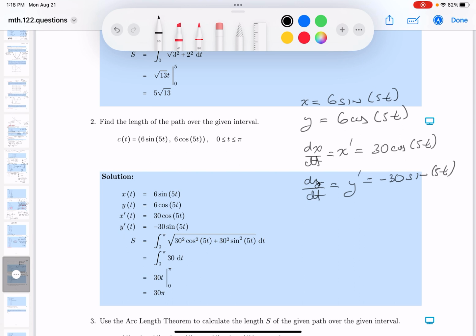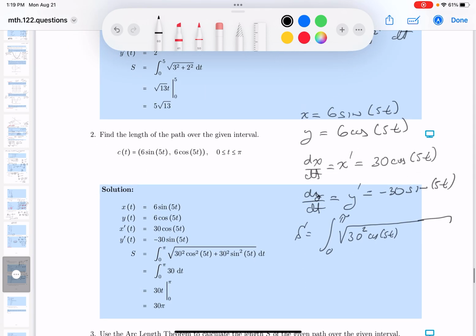Well, let's write our integral down now. I'm going to call it s as the arc length. We're going from 0 to pi. Square root. Well, I got to square these guys over here. It's kind of nasty looking. I'm not going to really do too much work, but 30 squared cosine squared 5t, plus 30 squared, because minus 30 when squared is still going to be 30 squared, sine squared 5t, dt. Again, we're still working on this problem over here.